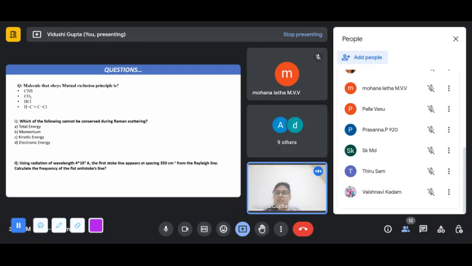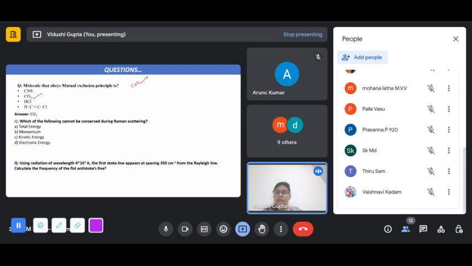Molecule that obeys mutual exclusion principle is CNS, CO2, HCl, or HC triple bond CCl. Now we have already discussed CO2 two or three slides back, it will be CO2. So what was the mutual exclusion principle? That if a molecule has a center of symmetry, then a Raman active mode will be IR inactive, or IR active will be Raman inactive. The answer will be CO2.